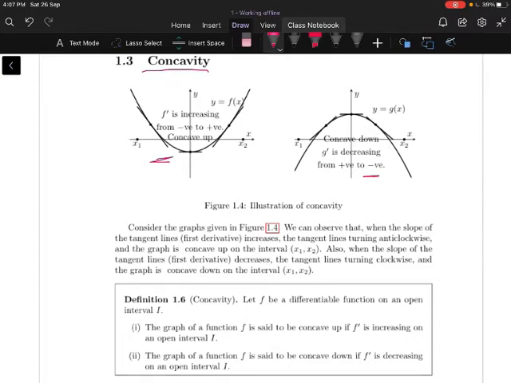We can observe the tangent lines. Tangent lines can be represented by the derivative, that is f dash. f dash is decreasing up to this point, then it starts increasing. So f dash is increasing from negative to positive, then we can say that the curve is what? Concave up.